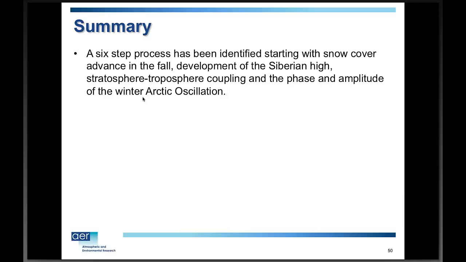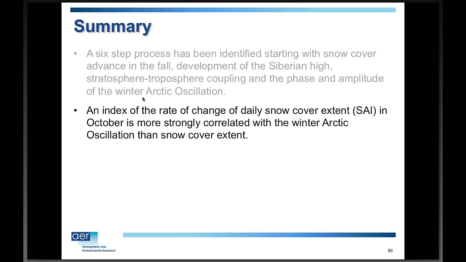So, in summary, a six-step process that we've identified starts with snow cover advance in the fall, development of the Siberian high, stratosphere-troposphere coupling, and then finally ends with the phase and amplitude of the winter Arctic oscillation. We've also developed a rate of change of the daily snow cover extent, which we call the SAI, in October, and it's more strongly correlated with the winter Arctic oscillation than snow cover extent. Even since we've developed it, that continues to be the case. The SAI remains very highly correlated with the Arctic oscillation.